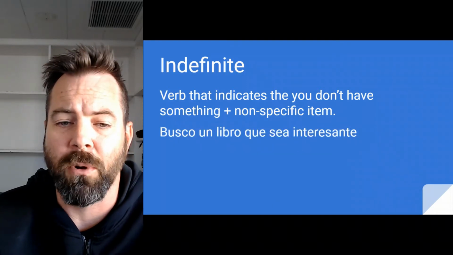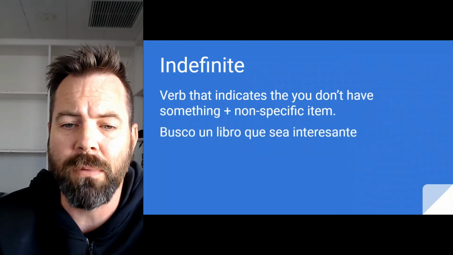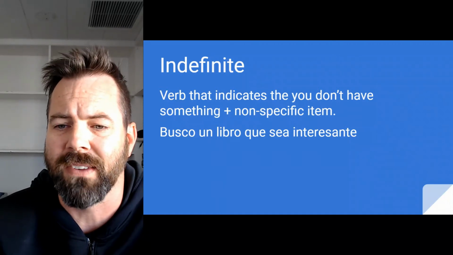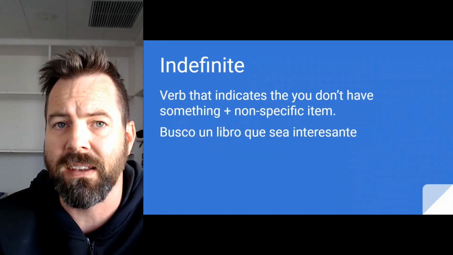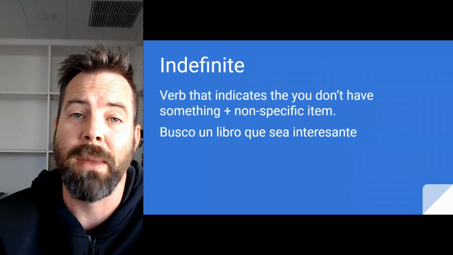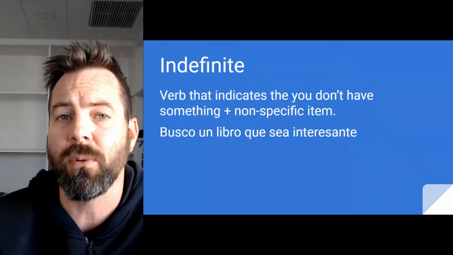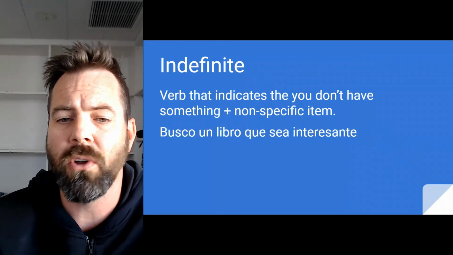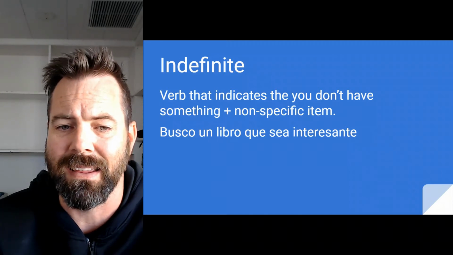Okay. For example, busco un libro que sea interesante. I am looking for a book that is interesting. I don't have a specific book in mind. It may or may not exist. I don't know. There's that uncertainty, so we're going to use subjunctive with it. So busco un libro que sea interesante.